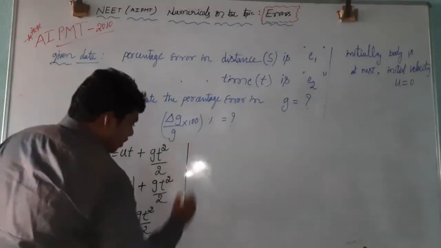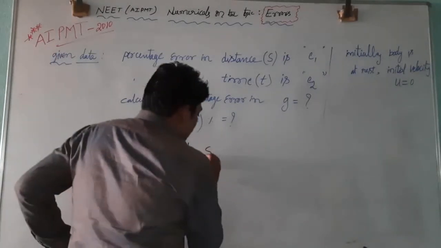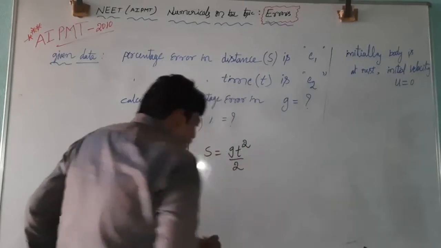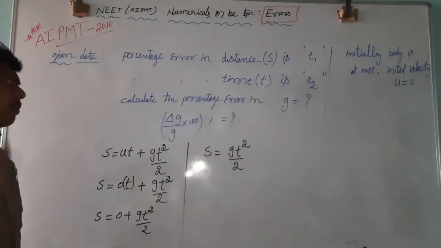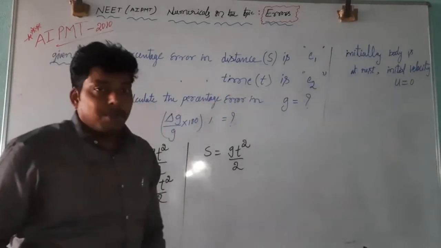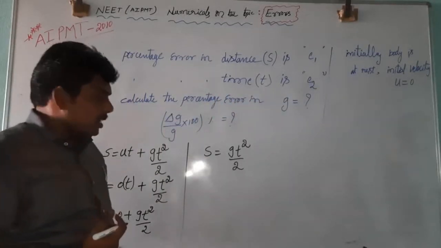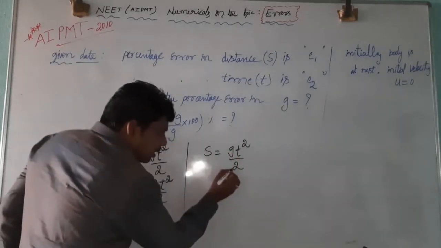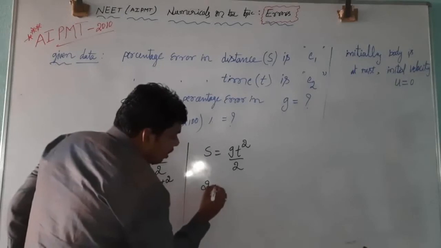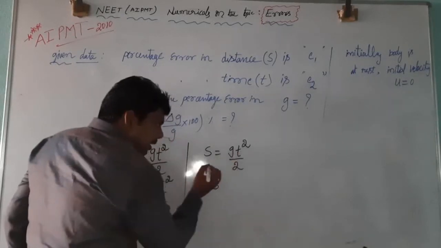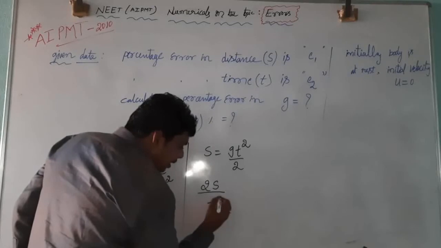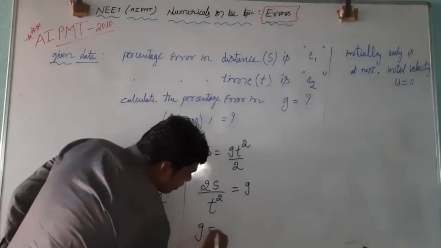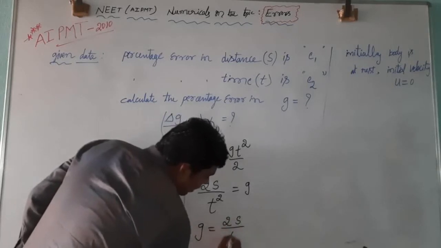Again you can make that is 0 plus, that is nothing but gt square by 2. Here we have to calculate the percentage error in g, so we have to make the equation in terms of g. If you take 2 to the LHS, what will it be? 2s. If you take t square to the LHS, what will it be? Divided by t square. That is equal to g. Now g can be written as 2s divided by t square.